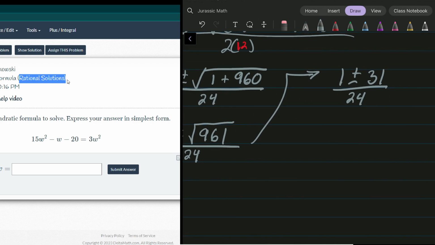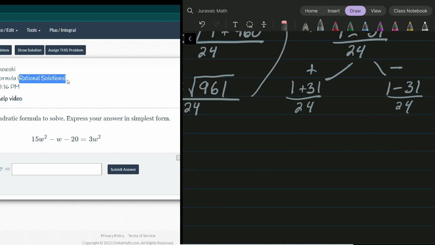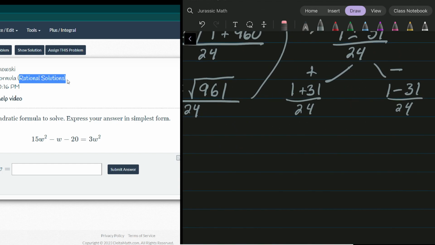So now we did that. We have to split. So 1 plus 31 over 24 and 1 minus 31 over 24. We're going to do the 1 plus 31 side first. That's going to be 32 over 24. And then we just got to simplify. Well, I know I can cut them both in half. So half of 24 is 12. Half of 32 is 16. Oh, I can cut it by 4 this time. 4 over 3. There's one answer.